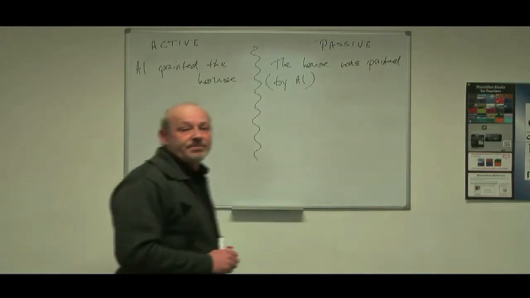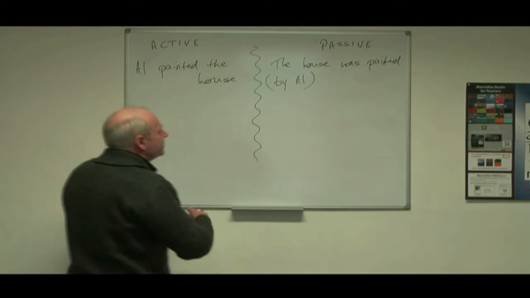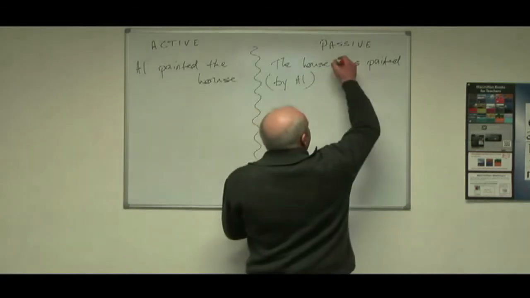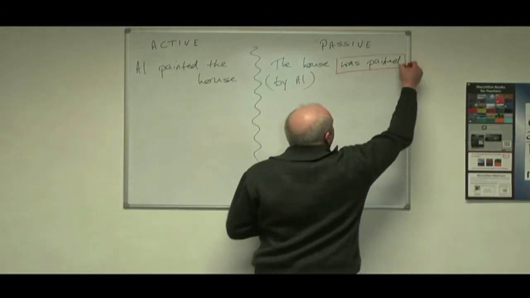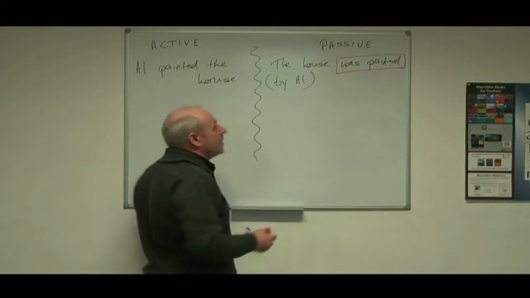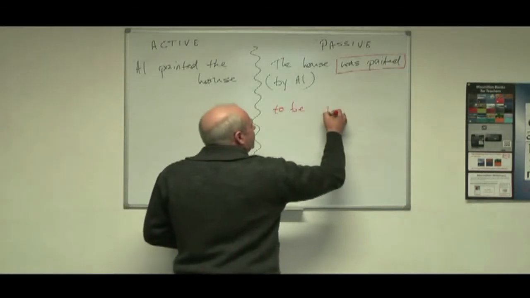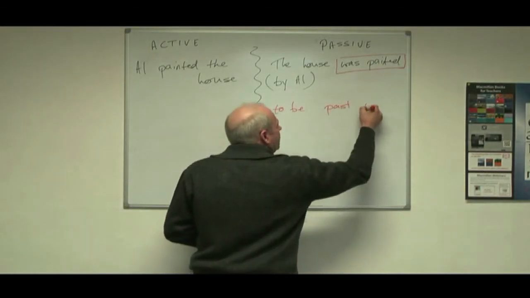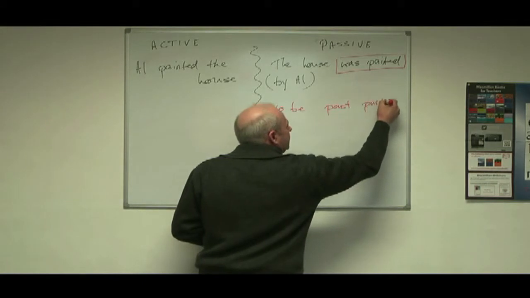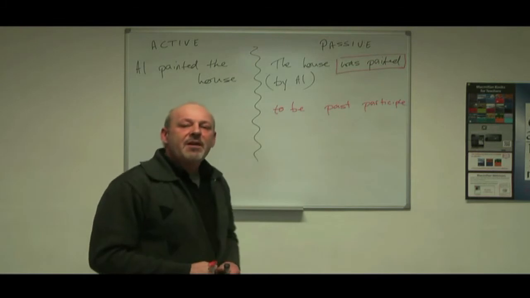The house was painted. Students quite often ask me, how do you make the passive? Here is the passive. The passive is in the past tense here, because the house was painted in the past by Al. We use the verb to be plus the past participle. Some students call this verb 3.